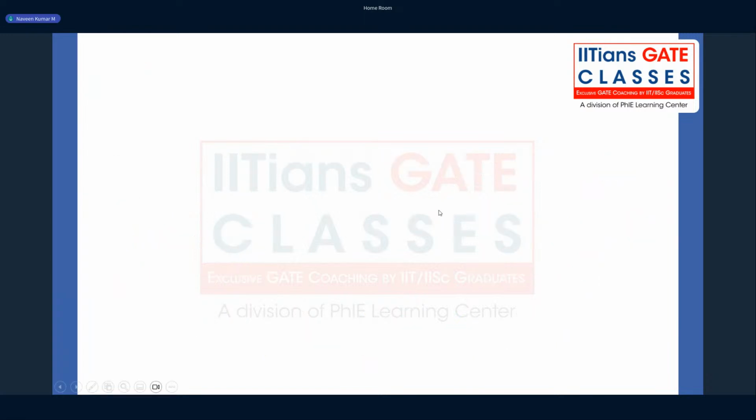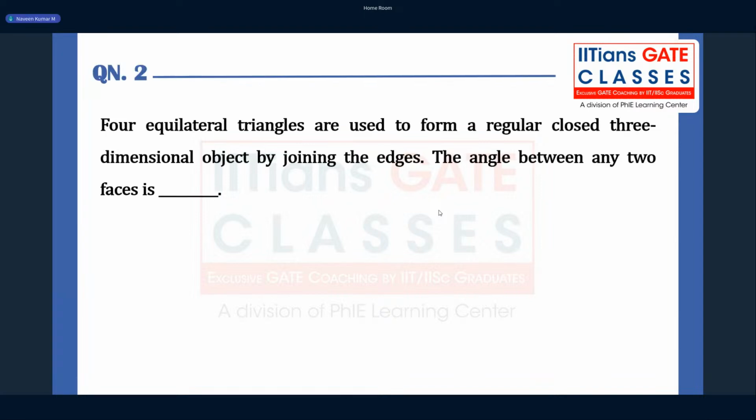And the second question is: 4 equilateral triangles are used to form a regular closed three-dimensional object by joining the edges. The angle between any two faces is? It's a kid's question, a simple question. A kid who has some basic geometric understanding can answer this.